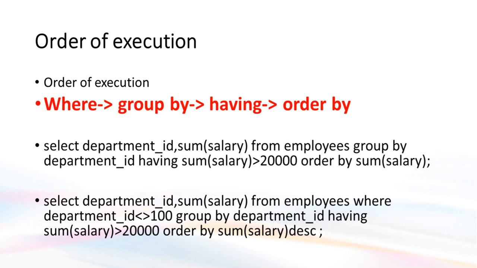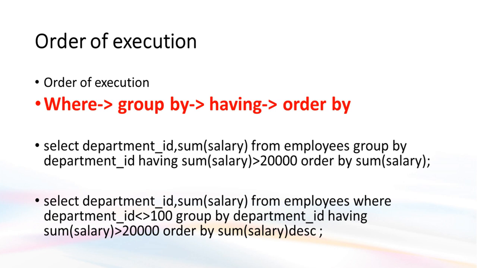Suppose I use a where condition. As I said, the where condition can be applied at the row level. Suppose here I don't want to print department ID 100. That is my condition. Then where will it come? Select department ID, sum of salary from employees. Here itself we need to filter department IDs, right? So where department ID not equal to 100. So here we have eliminated 100, and then we group by department ID having sum of salary greater than 20,000.